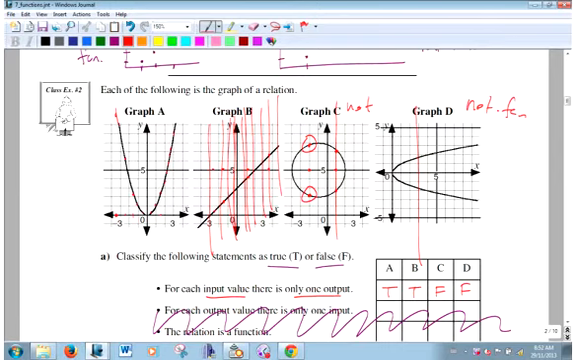Okay? So if it's a graph, use a vertical line test. Doesn't matter where I draw a vertical line here, it's only going to cut that graph in one spot. That's a function. Okay? That's a function. These aren't.